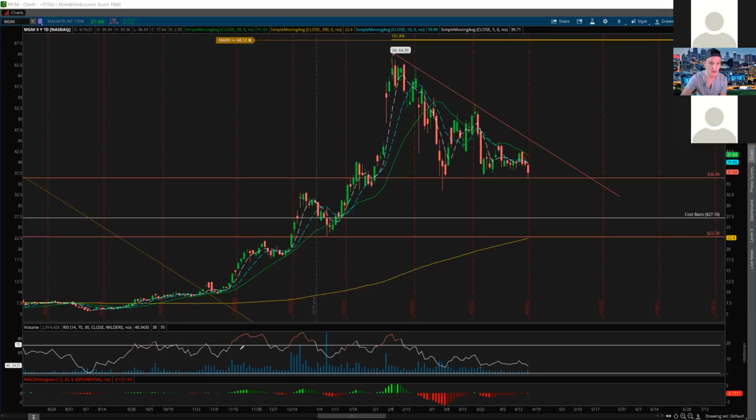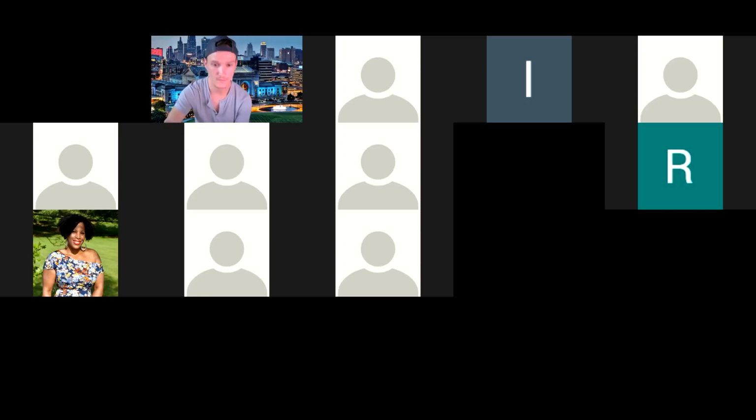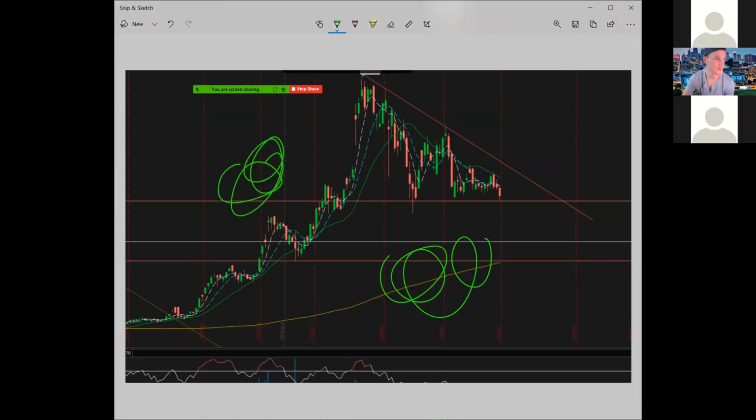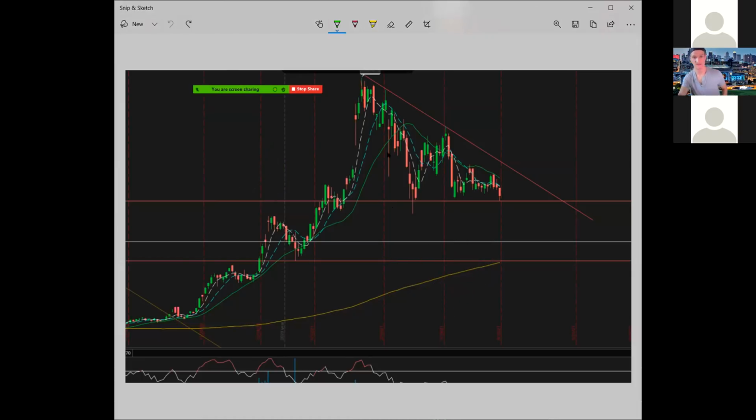So let me get out my handy dandy snippet tool here. Let me, guys, in the chat, can you guys let me know if you see my snippet tool? You guys see me making drawings right here? No, dang it. What about now? You guys see that? Okay, perfect. So this is the same chart. I'm just going to use it to doodle on a little bit.